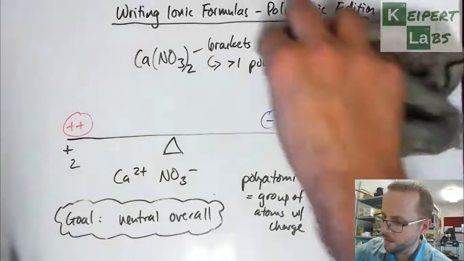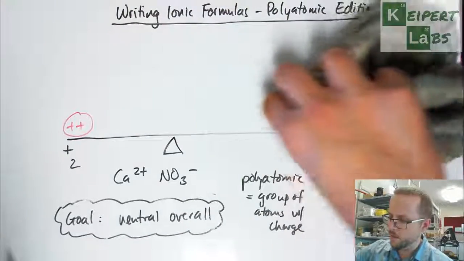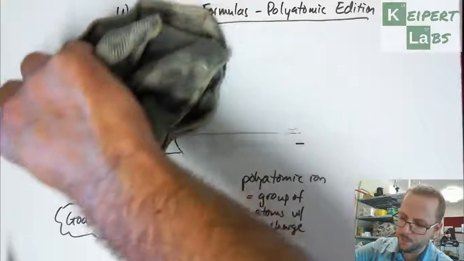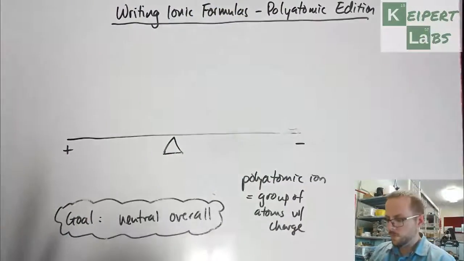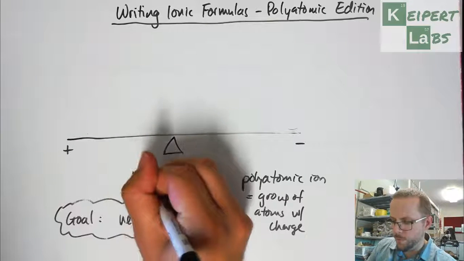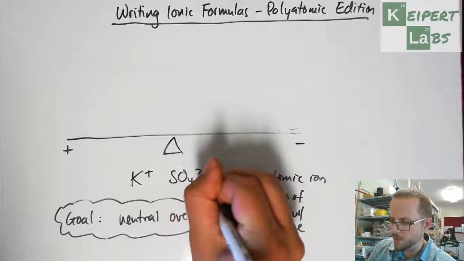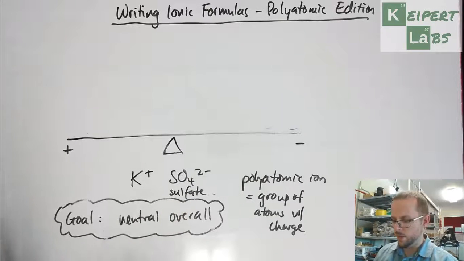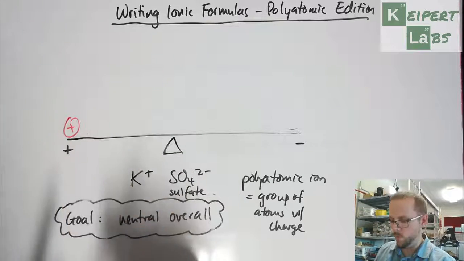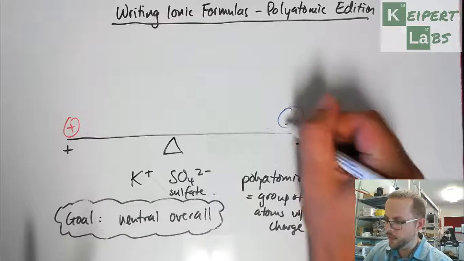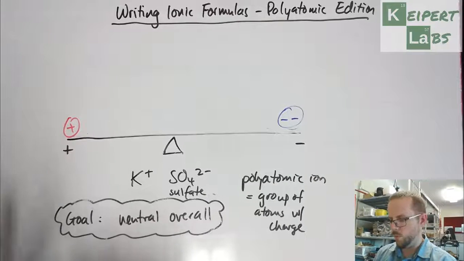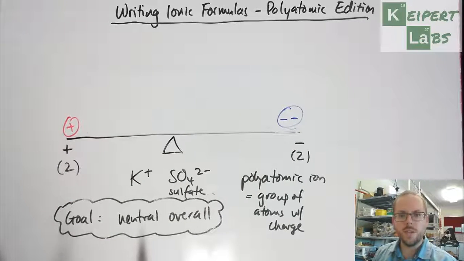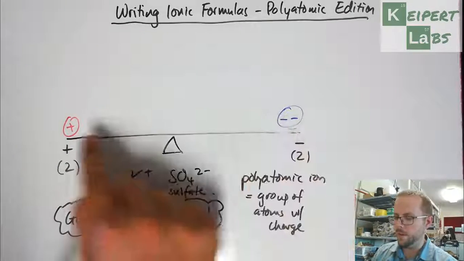Let's have a look at another example to help firm this up for us as to why we're doing what we're doing. Let's say I'm wanting to do it with the potassium ion and then this ion, which is called sulfate. Just as before, I've got a blob over here with a 1 plus charge and a blob over here with 2 minuses. So when I tally that up, I've got 2 and I've got 2.